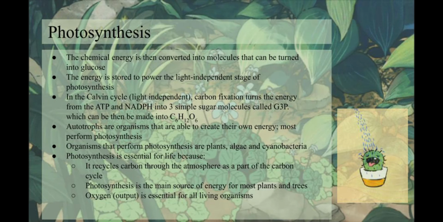Autotrophs are organisms that are able to create their own energy. Most perform photosynthesis. Organisms that perform photosynthesis are plants, algae, and cyanobacteria.